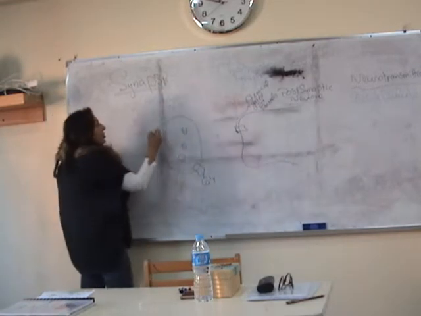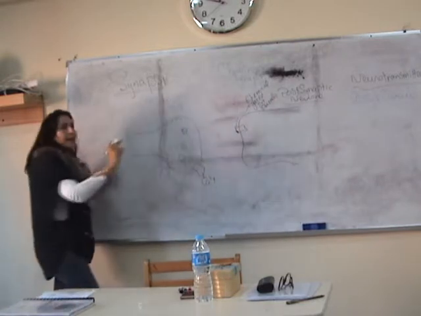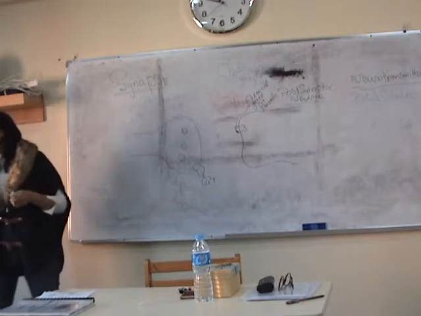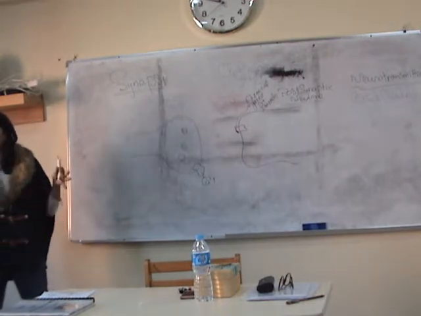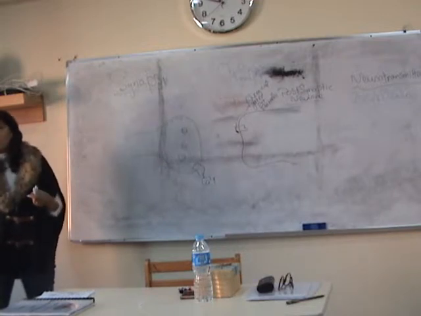So action potential is traveling along the membrane of the axon of the presynaptic neuron. It reaches the synaptic knob. It reaches the ending.